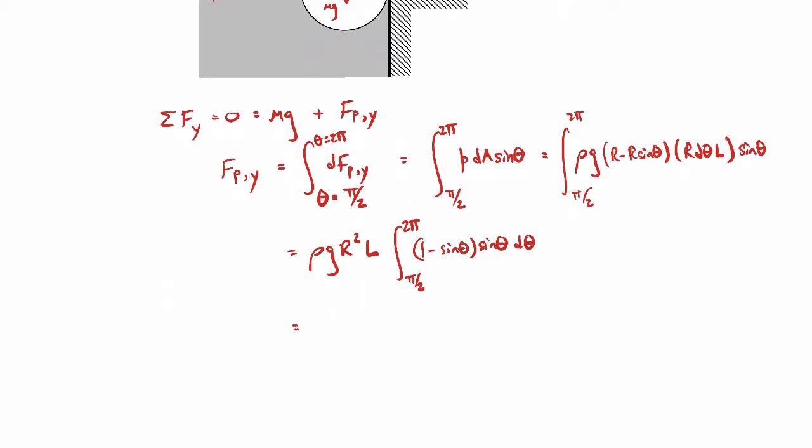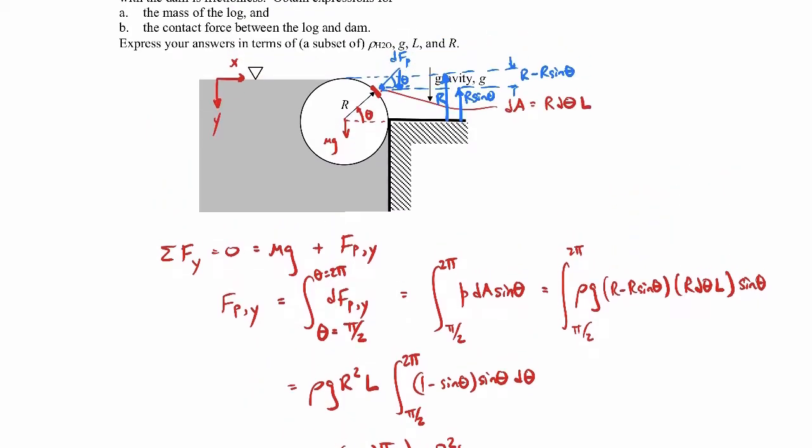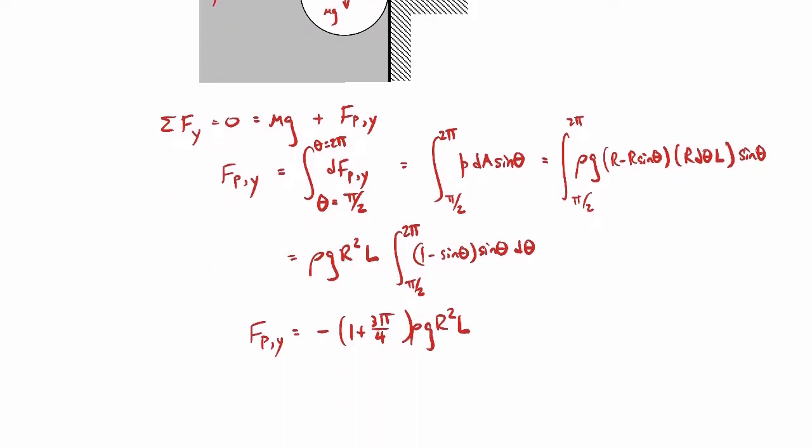But once you work out all the integrals, the pressure force in the y direction will end up being minus 1 plus 3 pi over 4 times rho g r squared times L. All right, so that's the pressure force in the y direction. Notice that it's negative, meaning that you get a net upward pressure force, which makes sense because it's going to have to balance the weight.